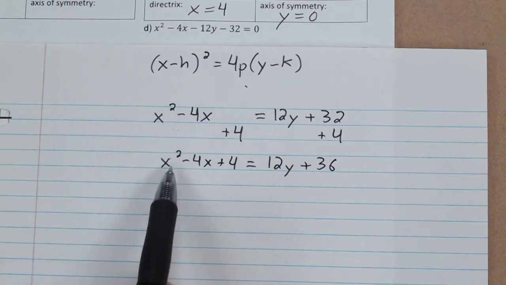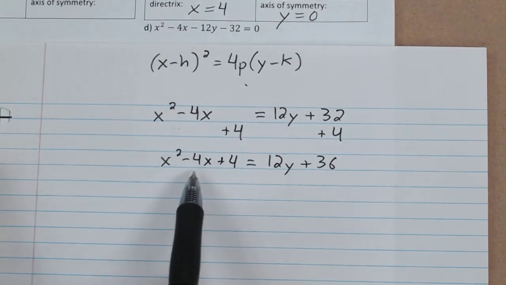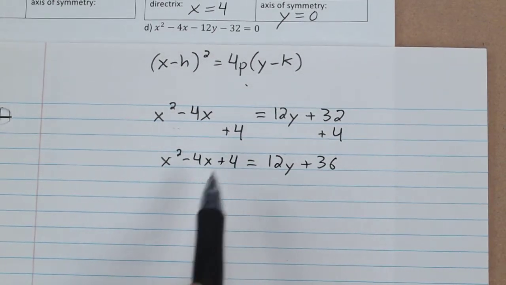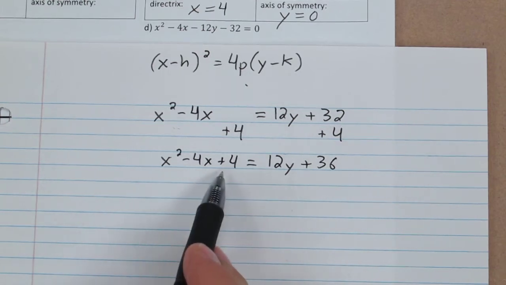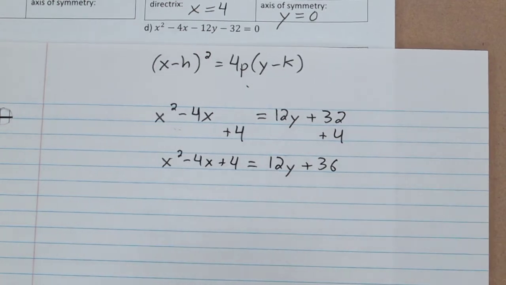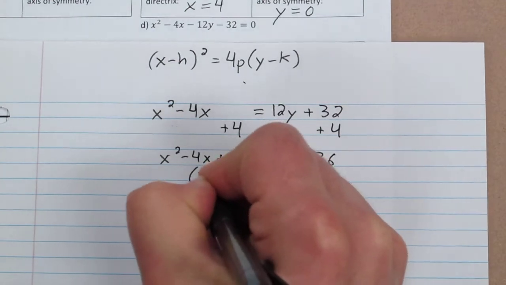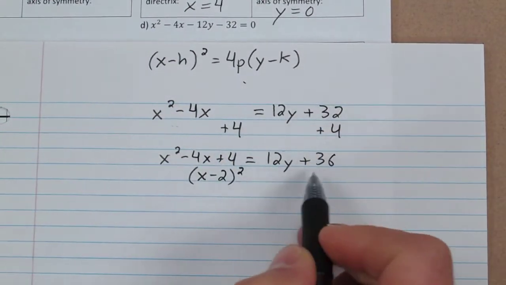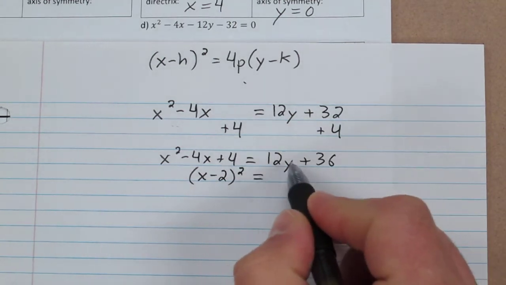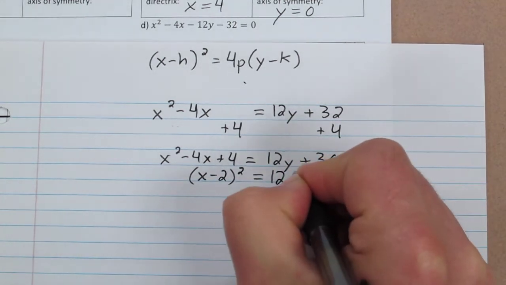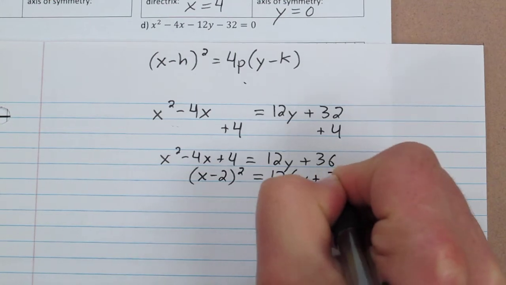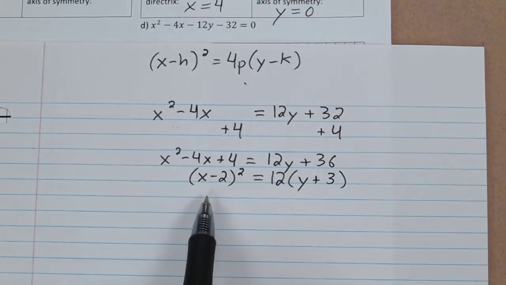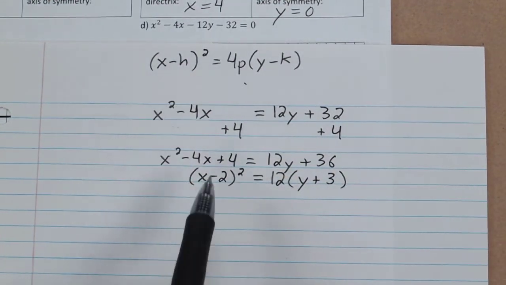This process is called completing the square, and there's other videos that explain that in detail. But what that allowed us to do is get this perfect square trinomial. This trinomial here factors as x minus 2 quantity squared. And over here we can factor out a 12. So we get 12 times y plus 3. And actually, we've achieved the form we were looking for.